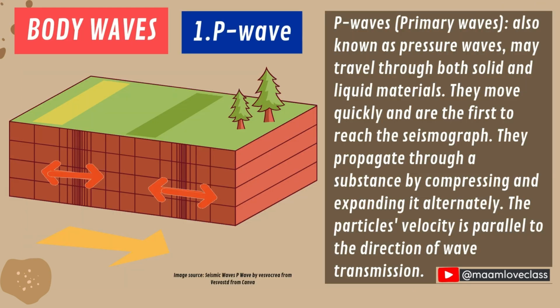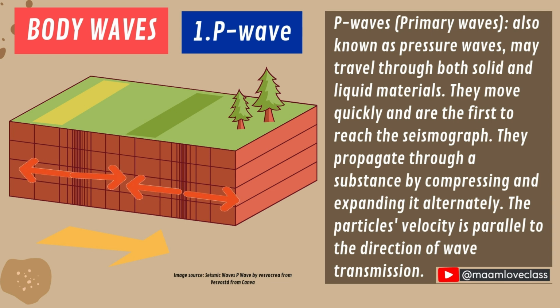Let us proceed to the types of body waves. First one is the P waves. The P waves, also known as the primary waves, are known as the pressure waves. They may travel through both solid and liquid materials. They move quickly and are the first to reach the seismograph. They propagate through a substance by compressing and expanding it alternately. The particle's velocity is parallel to the direction of wave transmission.